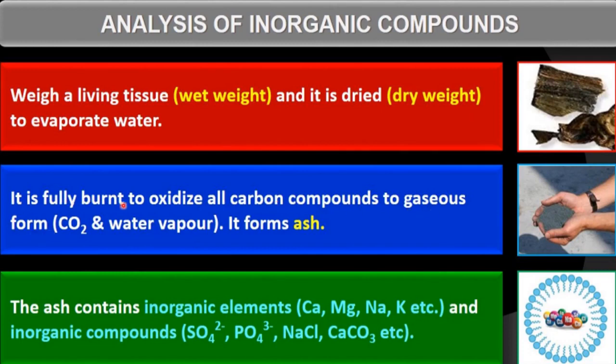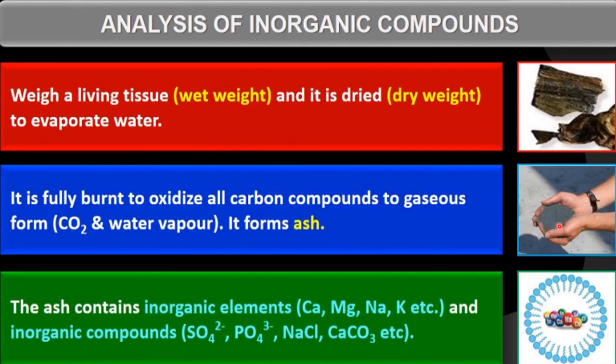So when it is burnt, carbon compounds will be oxidized to gaseous form, in the form of carbon dioxide and water vapors, and it forms ash. So ash like this will be formed, right? After burning, ash will be formed here. The ash contains inorganic elements.